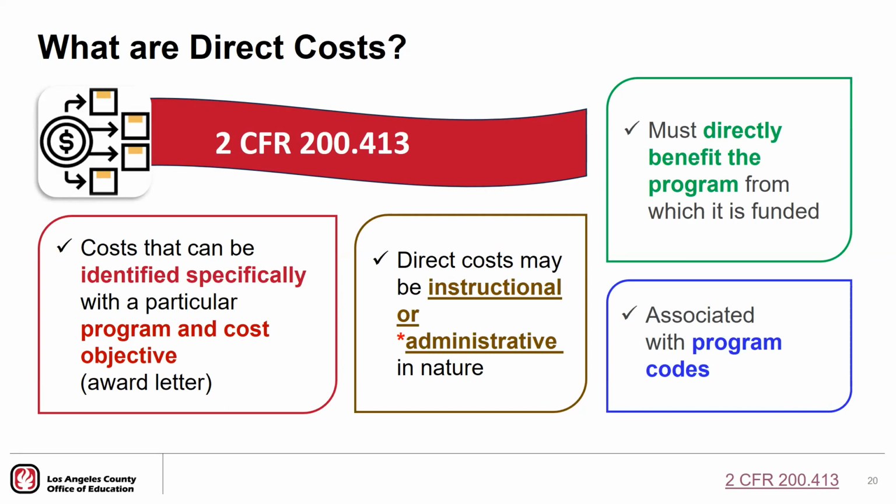To begin our terminology learning, let's take direct costs for 200. That was a little Jeopardy fun for you this afternoon to begin our section. Direct costs are defined in 2 Code of Federal Regulations 200.413. Direct costs are those that can be identified specifically with a particular program and cost objective. And direct costs may be instructional, such as a teacher and curriculum provided for an intervention program, or administrative, but only if certain conditions are met. These conditions will be discussed in an upcoming slide.